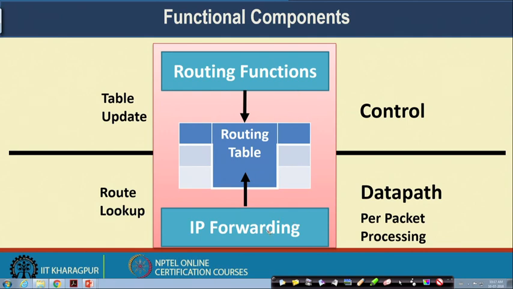Now, this forwarding engine makes a route lookup on this routing table and does per packet processing of the routing information. So, the idea is something like this: whenever you receive a packet, you look into the IP header. From the IP header, you extract the destination IP field. After extracting the destination IP field, you make a match with the routing table, find out the next hop interface and forward the packet to that next hop interface. So, that is the entire process which is executed in the data path.